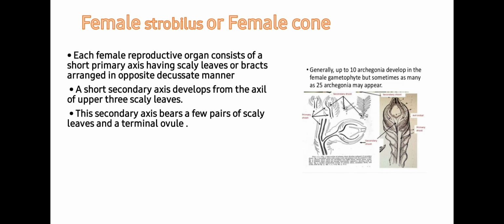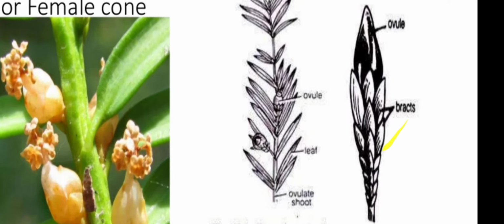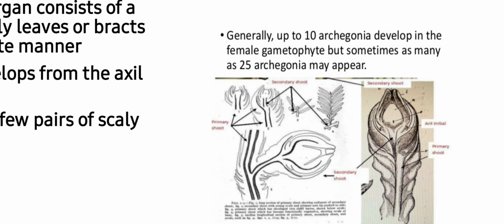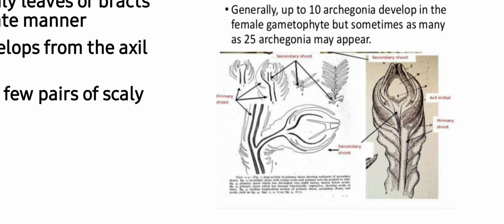A short secondary axis develops from the axil of the upper three scaly leaves. This axis bears a free pair of scaly leaves and a terminal ovule, as you can see in this image. Students, generally 10 archegonia develop in the female gametophyte, but sometimes as many as 25 archegonia may appear.